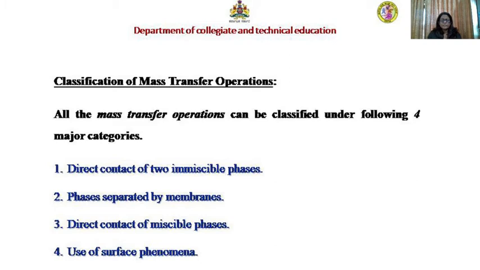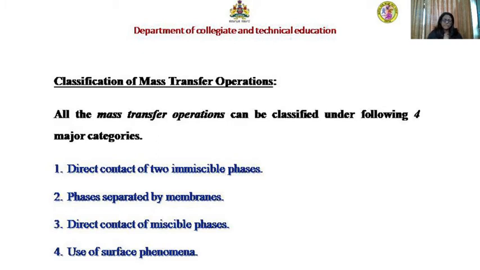Direct contact of two immiscible phases is the important category, which includes some of the important mass transfer operations. The majority of operations come under this category. Here we have two immiscible phases, meaning two phases which are not miscible in each other, which are directly contacted. In the second category we have two phases again, which are separated by a thin membrane that acts as a barrier between the phases and also controls the transfer of mass between the phases.